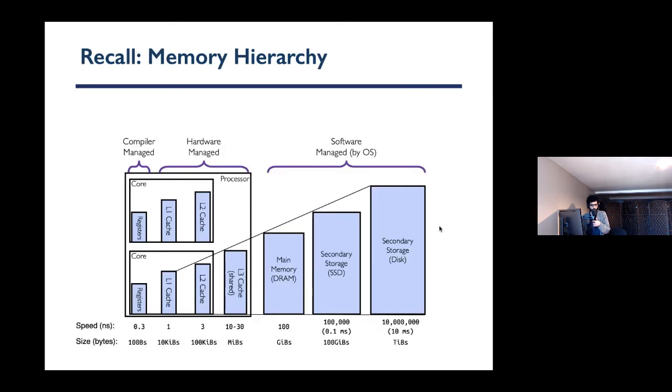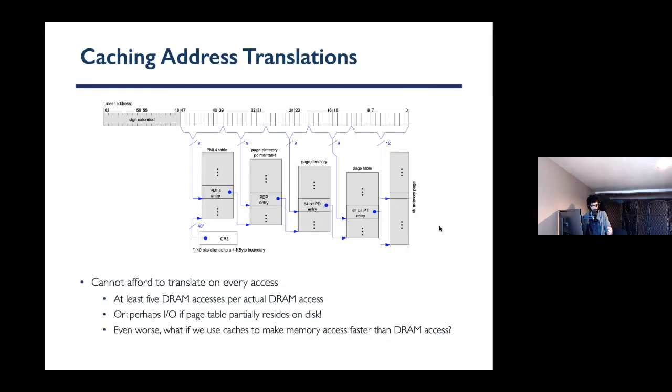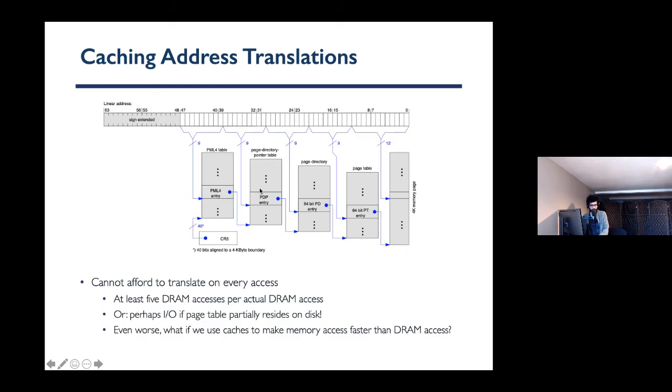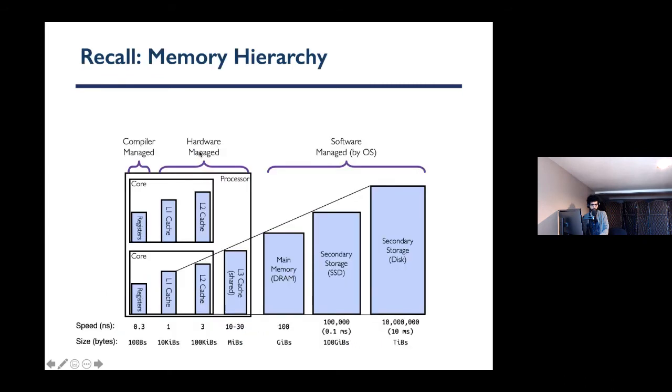So yeah, okay. I guess I should have just walked through the slides. So yeah, I talked about those, that translating addresses is expensive and we want to make it faster, and caching is the way to go.